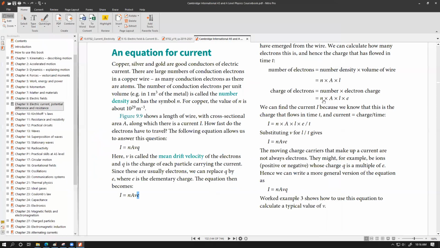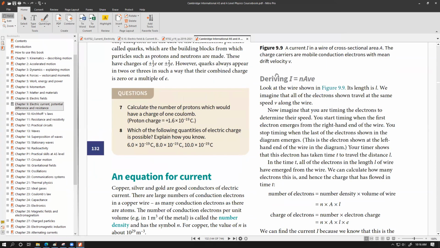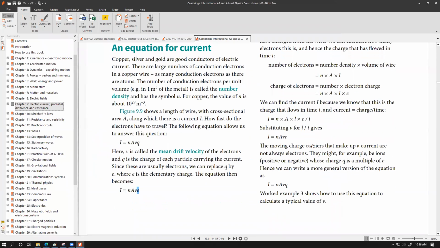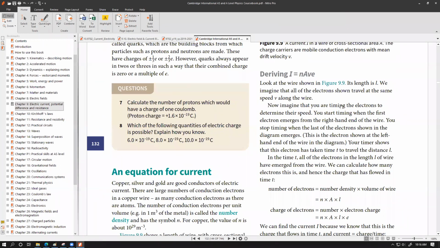So now what we will see is how we can go ahead and derive this equation. The derivation is given over here, so I'm going to explain it. This is pretty well written. Look at the wire shown in figure 9.9. Its length is L. We imagine that all the electrons shown travel at the same speed v along the wire.